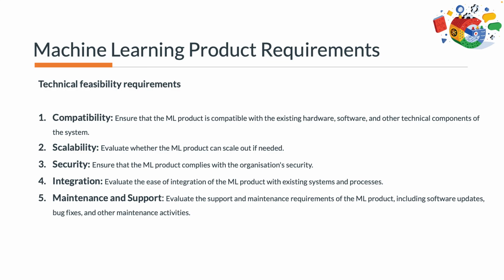The fourth one is integration. Evaluate the ease of integration of machine learning with existing systems and processes, because the machine learning product will generate some output, and that output should be easily usable by the systems that live around that machine learning ecosystem. The fifth requirement is maintenance and support. Evaluate the support and maintenance requirements of the machine learning product, including software updates, bug fixes, and other maintenance activities.